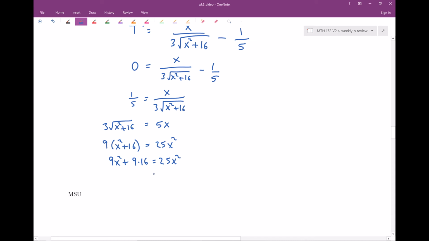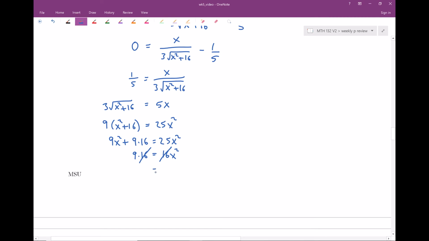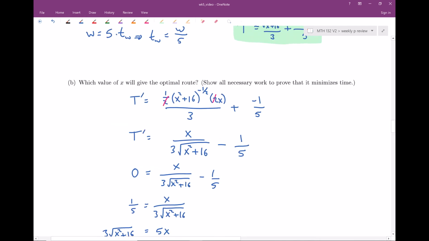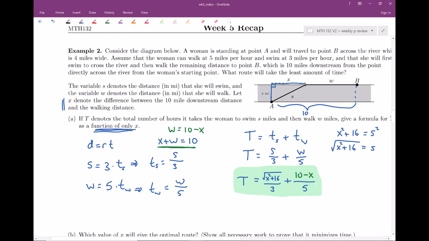And now let's go ahead and subtract. So if I have 25x squared and I subtract away 9x squared, that's going to give me 16x squared. And that was equal to 9 times 16. Oh look, so I don't actually have to know what that is. Those 16s now perfectly cancel. And I just have x squared is equal to 9, so therefore x is equal to either plus or minus 3. So let's go back here and see, does negative 3 really make sense?